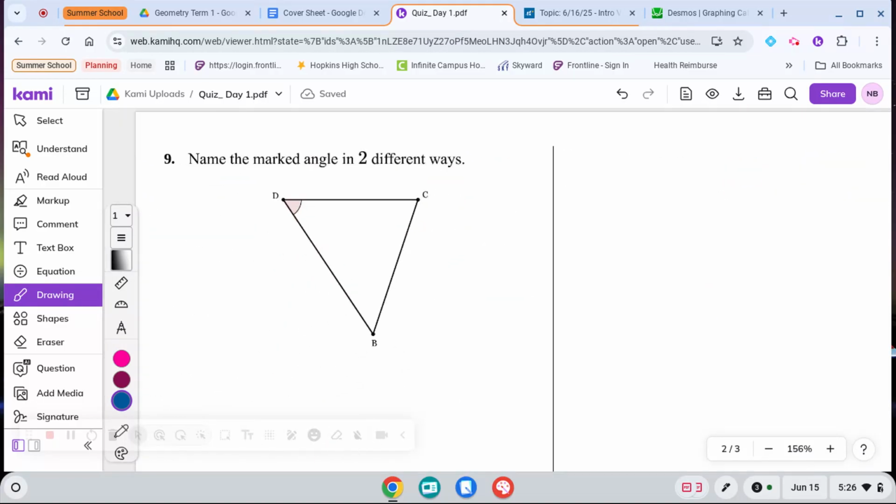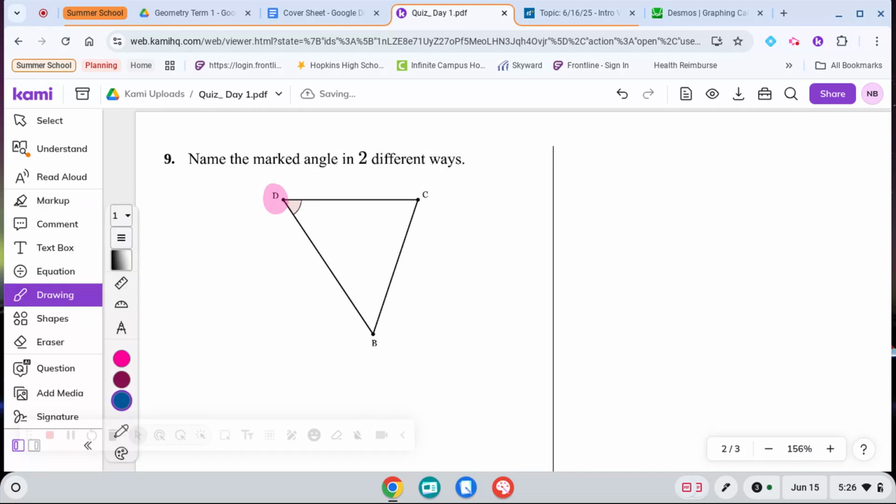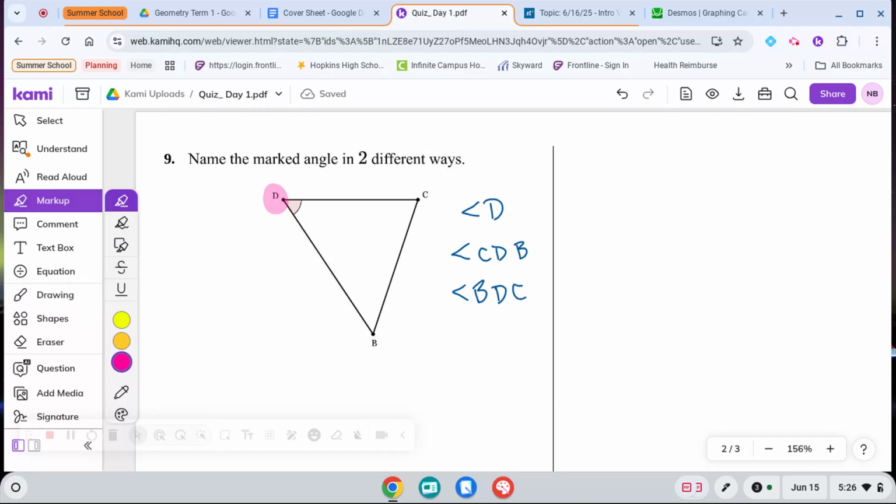All right, last one here. This is our vertex, so that's going to have to be in the middle. So we could call it angle D, or we could call it angle CDB, or angle BDC. In each of those, D is in the middle.